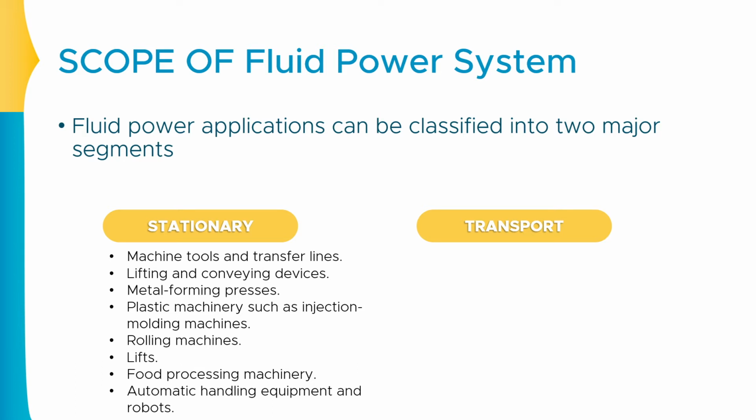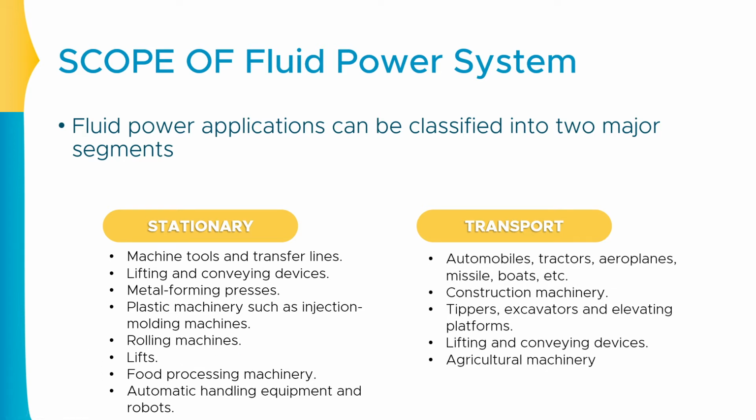When you talk about transport applications, they are like automobiles, tractors, aeroplanes, missiles. All of these that have hydraulic and pneumatic systems basically come under the transport application. Other than that, we have construction machineries, tippers, excavators, elevating platforms, etc. We also have lifting and conveying devices and agricultural machineries.